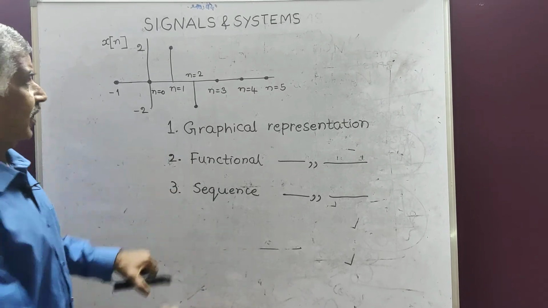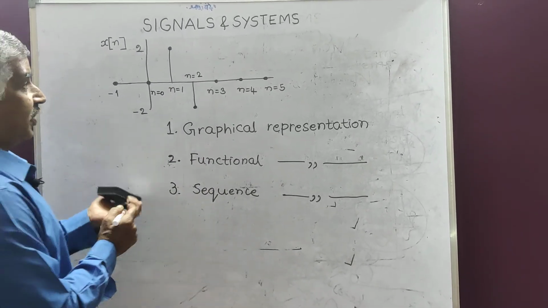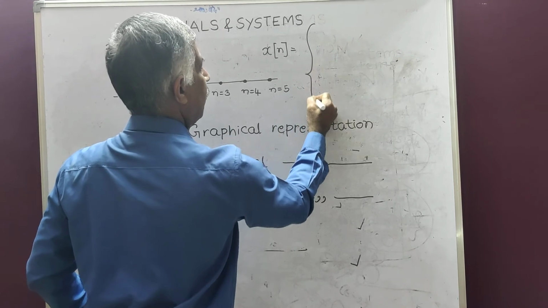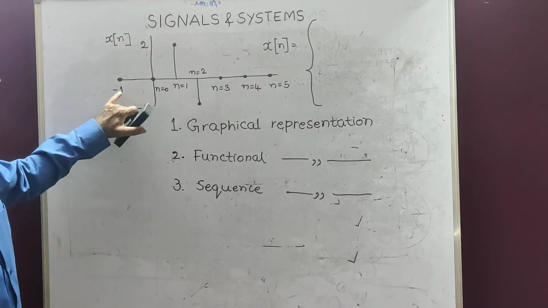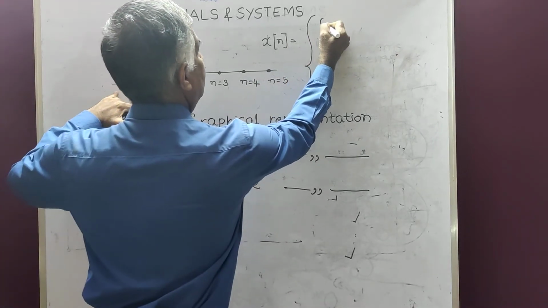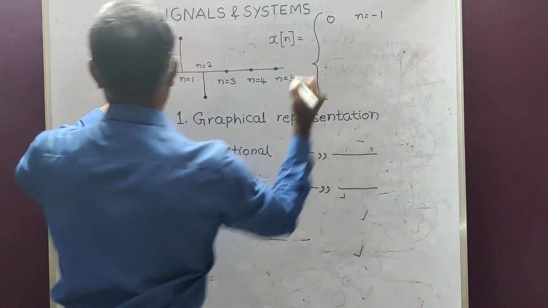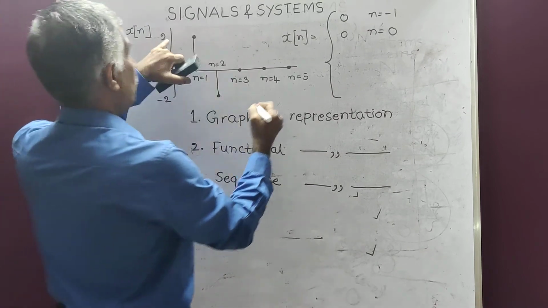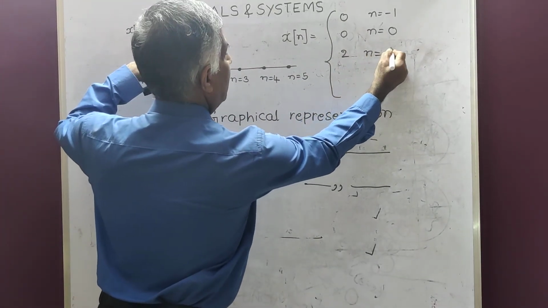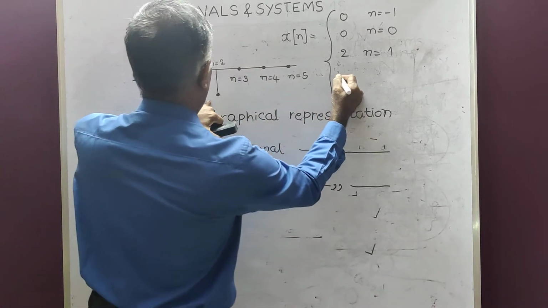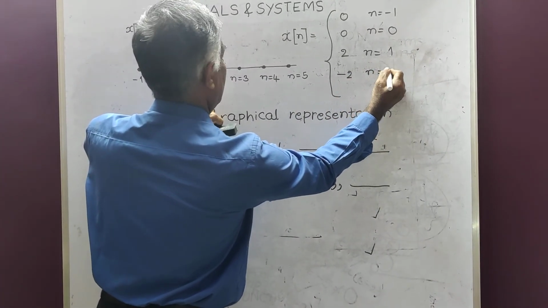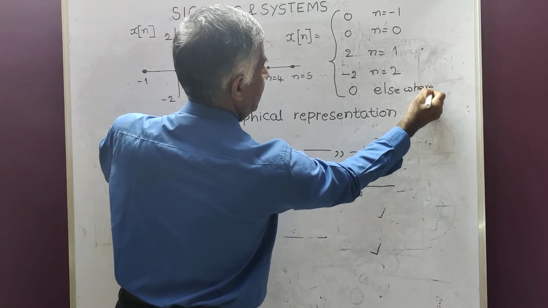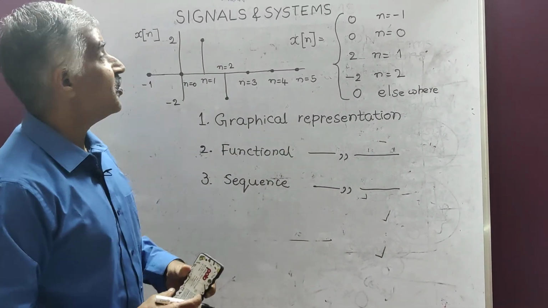Functional representation is written like this. x of n equal to 0 for n equal to minus 1, 0 for n equal to 0, 2 for n equal to 1, minus 2 for n equal to 2, and 0 elsewhere. This is what is known as functional representation.